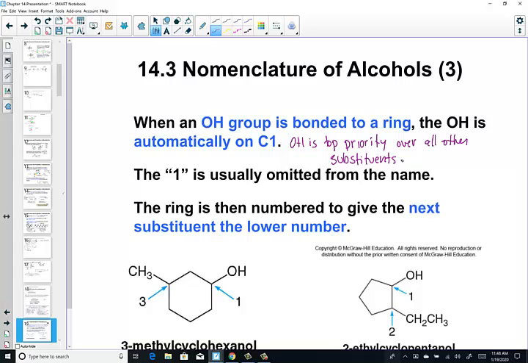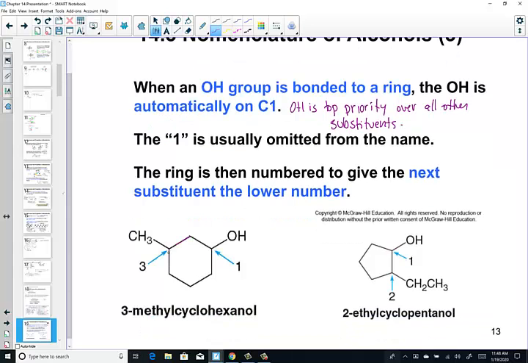So for example, here I have a cyclohexane. There's a 6-membered ring and an OH coming off in one direction and a methyl coming off in the other. Because the hydroxyl gets priority, I now know that that's carbon 1 and therefore the methyl is coming off at carbon 3. We do not say 1 for the OL because I already know it's at carbon 1. I'm going to let you know where the methyl group is: 3-methyl cyclohexanol.